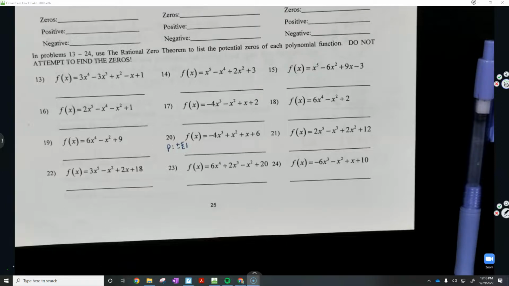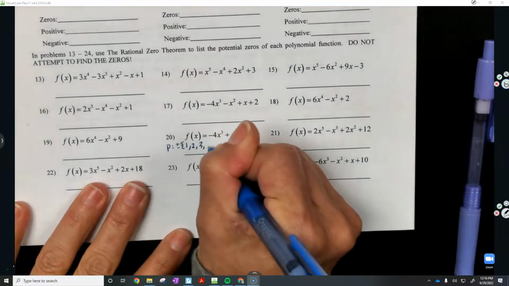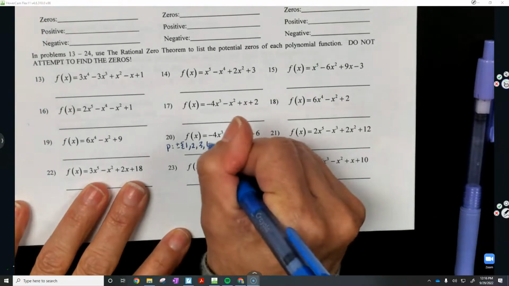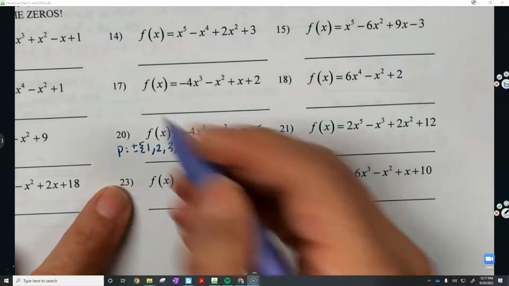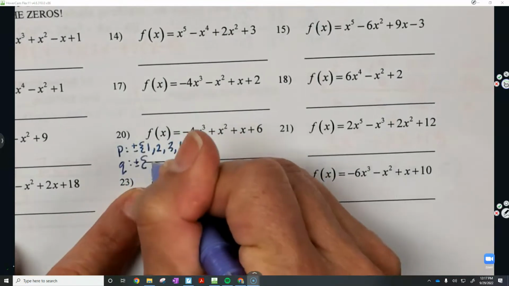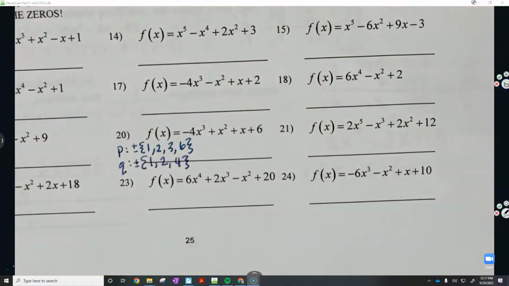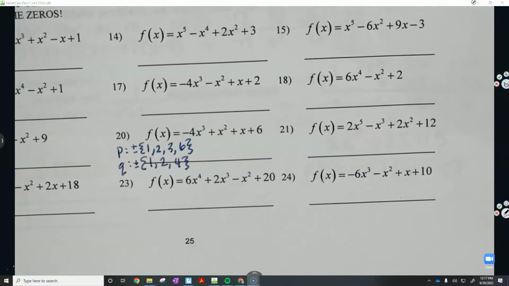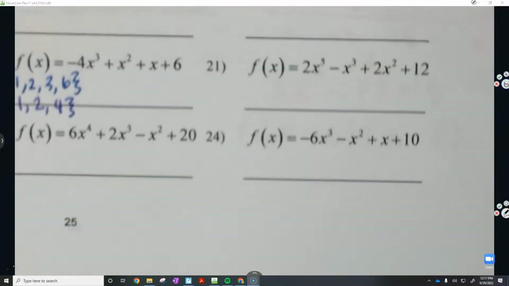What are all the numbers that make up 6? Let's list them in order. 1, then what? 2. 2, then 3, then 6. And then what are all the possible numbers for Q? 1, 2, 4. That's it. 1, 2, and 4. All right, now, let me see if I can make this a little bigger. Nope. Now what we're going to do is find all the possibilities.